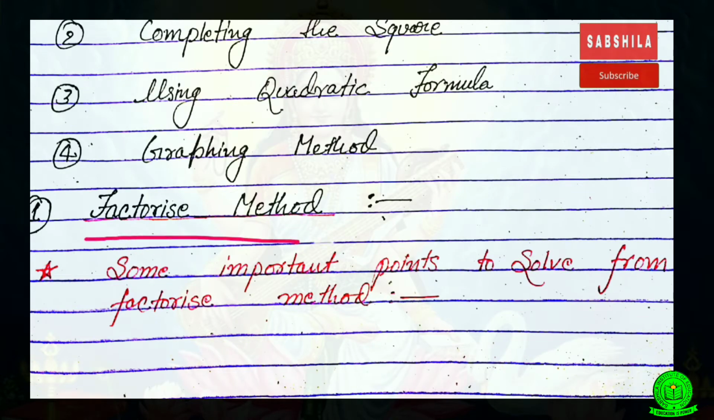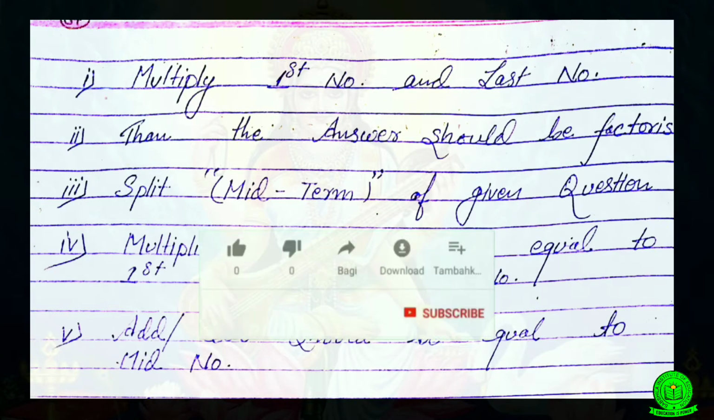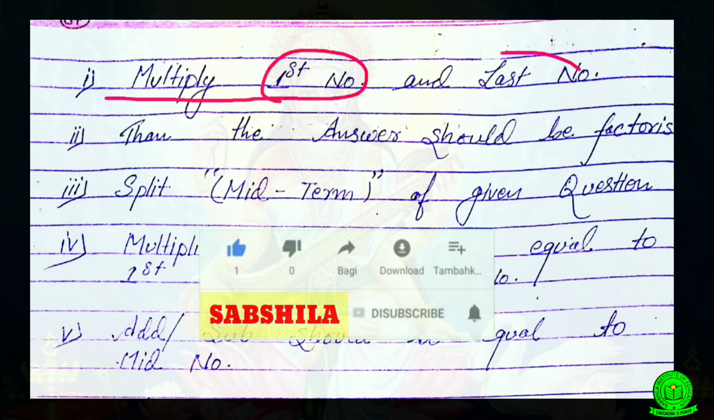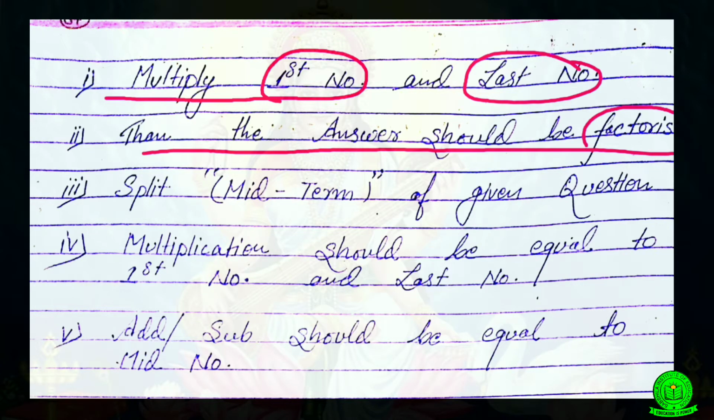Let's see the first method, that is the factorize method. I have written some important points to solve by the factorize method. The first point is to multiply the first number and the last number. Then the answer should be factorized. That means the product of the first number and the last number should be factorized on the rough.